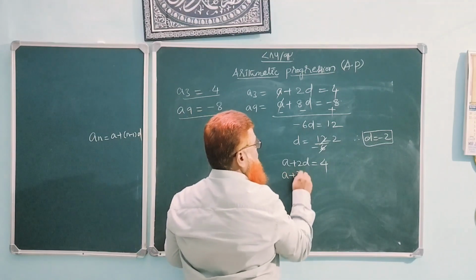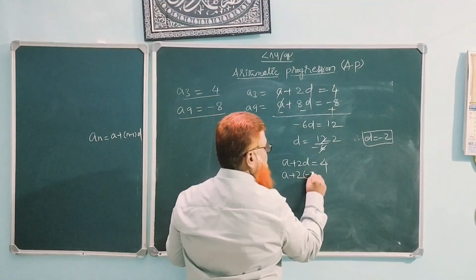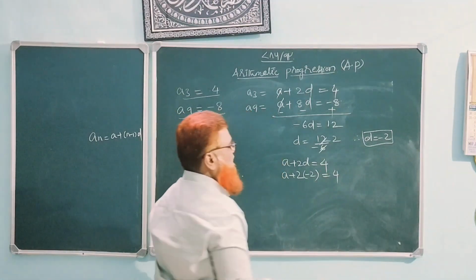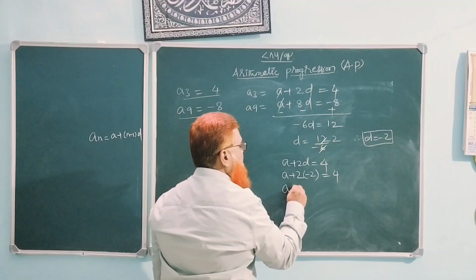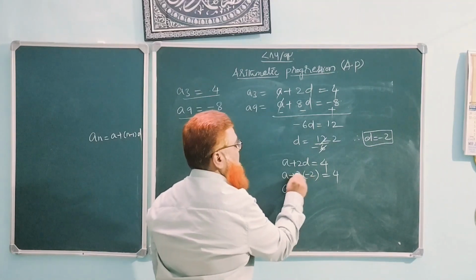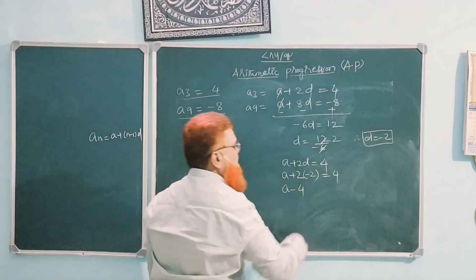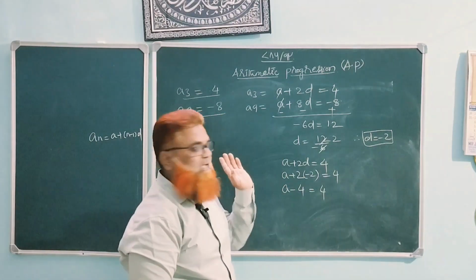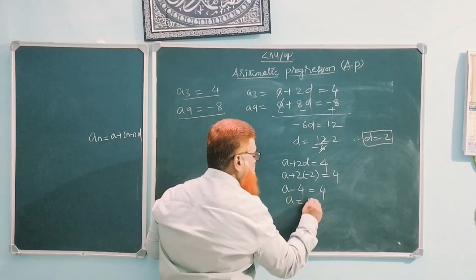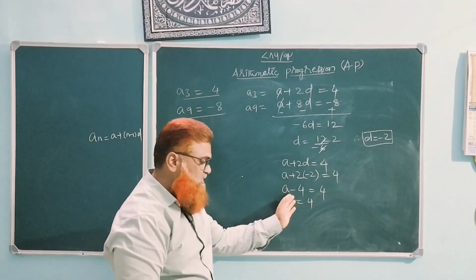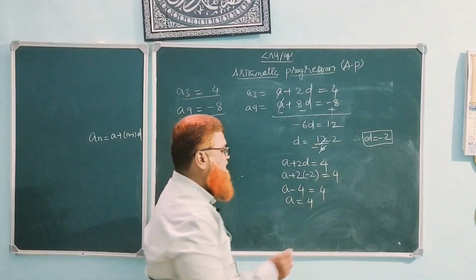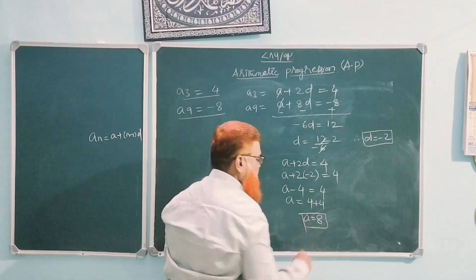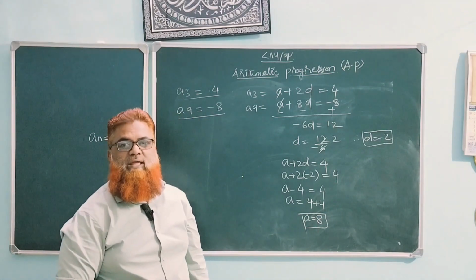a plus 2, already we obtained the value of d, that is minus 2, is equal to 4. Alright. a plus, this is plus into minus, multiplying the bracket, minus 4 is equal to 4. Remember, plus into minus. Then a is equal to plus 4, and this minus 4 on the left hand side, transpose it to the right side, it becomes plus 4. a is equal to 8. Alright. a is equal to 8.